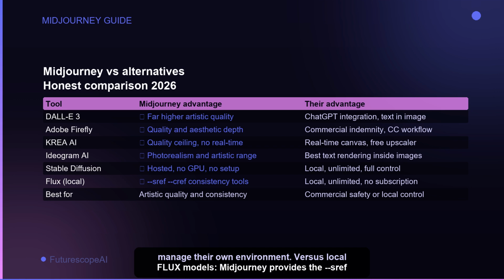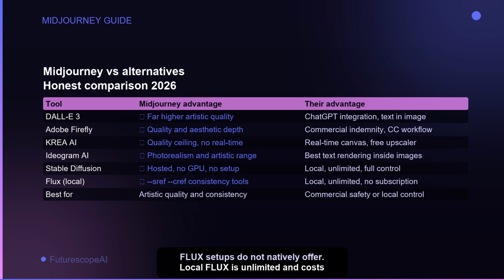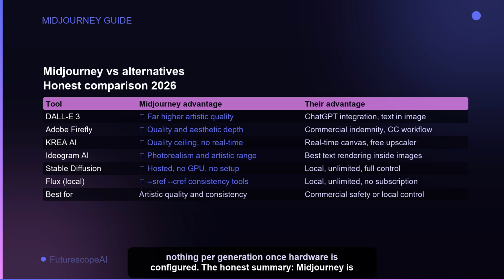Versus local flux models, Midjourney provides the sref and cref consistency tools that local flux setups do not natively offer. Local flux is unlimited and costs nothing per generation once hardware is configured. The honest summary: Midjourney is the clear choice when artistic quality and style and character consistency are the priority. For commercial indemnification or local unlimited generation, other options lead.